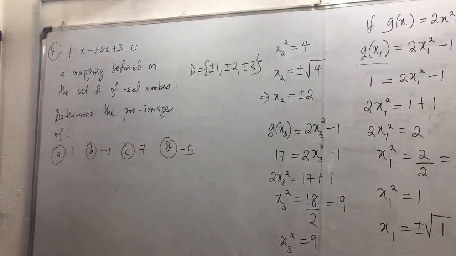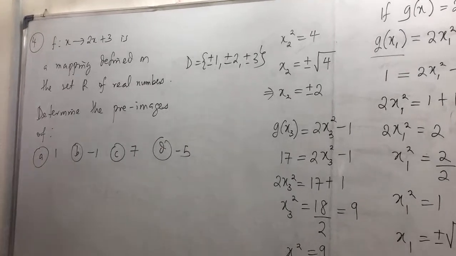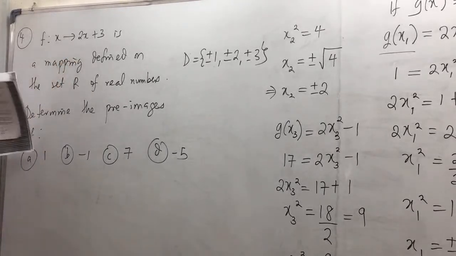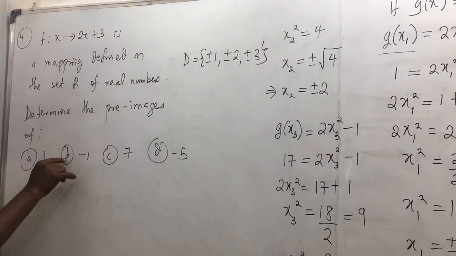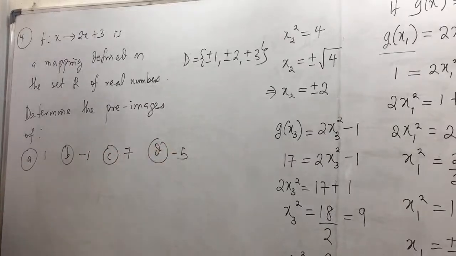So please take note. Let me read the question out loud, just in case you didn't get me earlier clearly. So f of x equals 2x plus 3, we are told, is a mapping defined on the set R of real numbers. Okay? Now the question says determine the pre-images of A 1, B minus 1, C 7, and D minus 5.